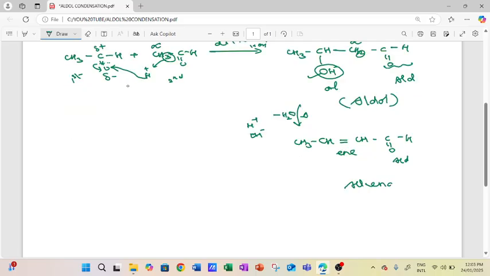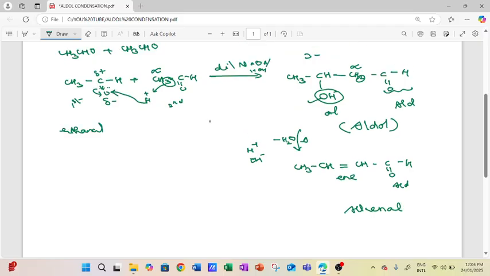So for conversions, if the question is like ethanal to the product, the name of the first product is 3-hydroxybutanal, and the last one is, this is 1, this is 2, butenal. So if the conversion is like ethanal to 3-hydroxybutanal, you have to check like this. Ethanal has 2 carbons. Why?